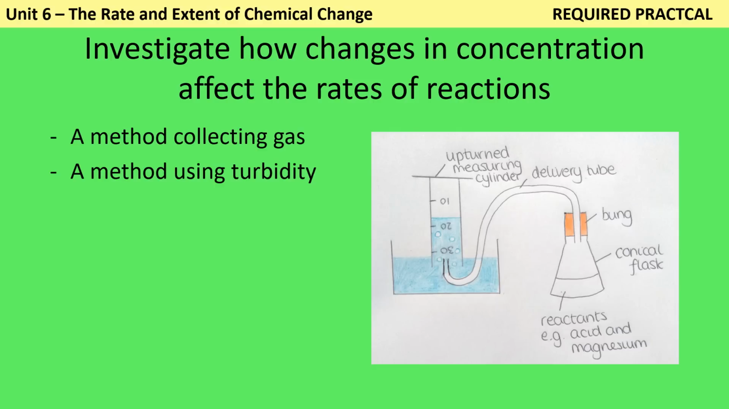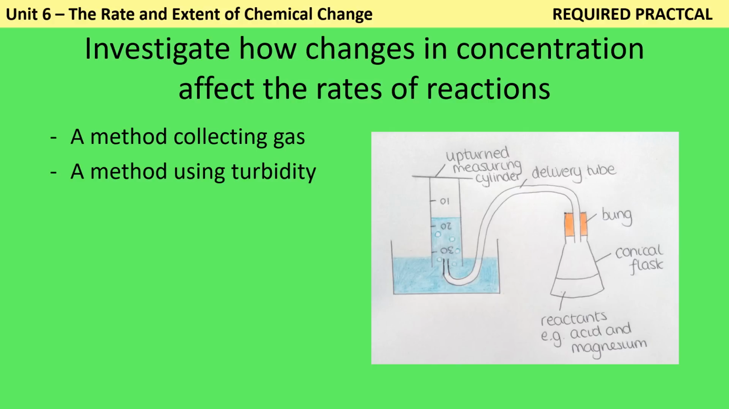The first required practical that comes up in AQA GCSE Chemistry Paper 2 investigates what happens to the rate of reaction when we alter the concentration. This is a two-part investigation. You need to be able to describe both how you would do this using a method where you collect gas, and also how you would do it with a method that involves turbidity. The first of these could be any chemical reaction that releases gas, but the most normal ones to do would be either adding magnesium or marble chips to some acid.